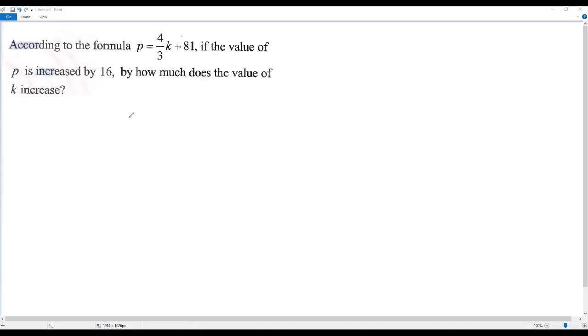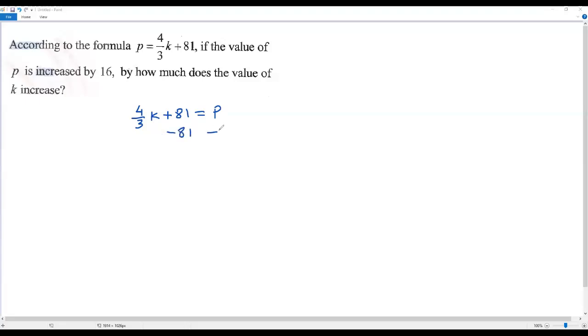Since we have to find how much the value of K increases, we have to solve for K in the given formula. Let me write the given formula as it is: 4 over 3 times K plus 81 equals P. Here we have P on the left side, and I'm taking it to the right side. Now I'm going to solve for K in this formula.